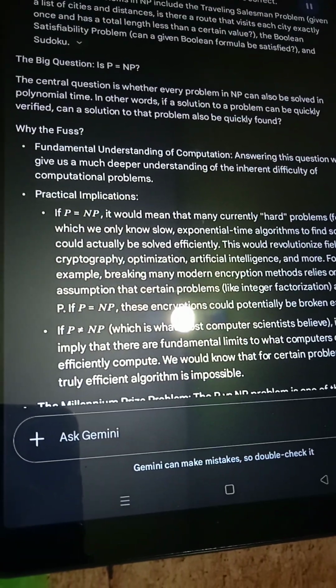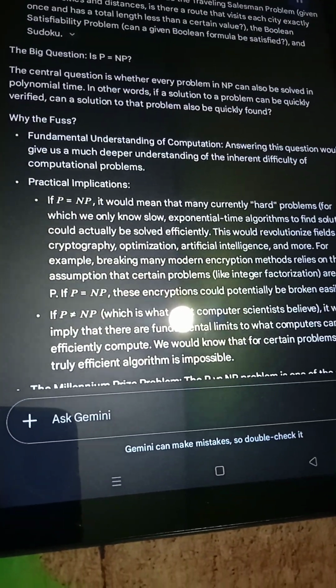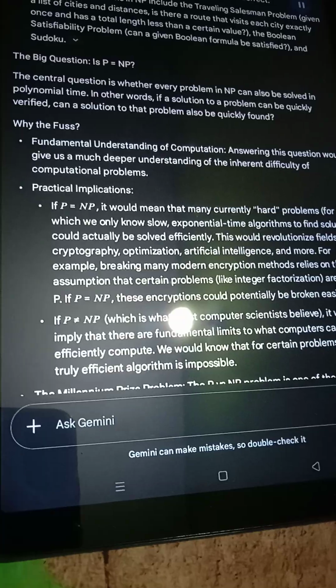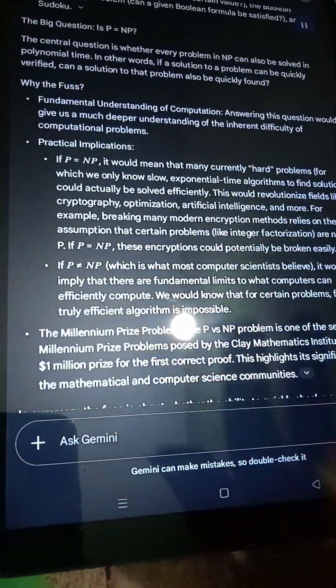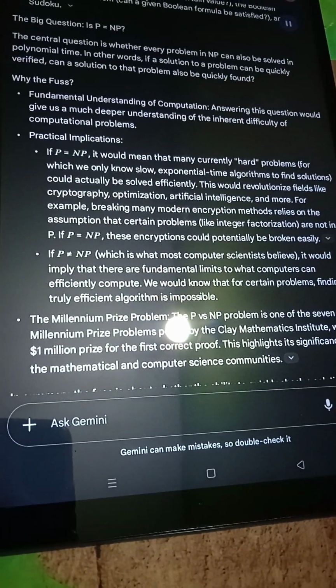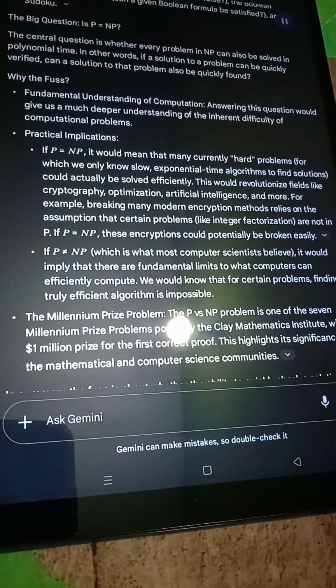The big question: is P equal to NP? The central question is whether every problem in NP can also be solved in polynomial time. In other words, if a solution to a problem can be quickly verified, can a solution to that problem also be quickly found? Why the fuss?